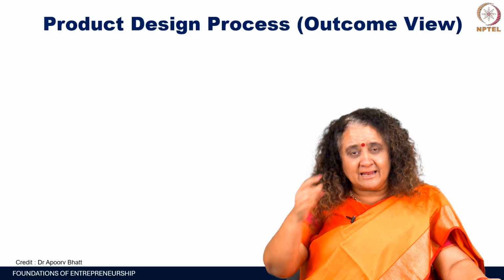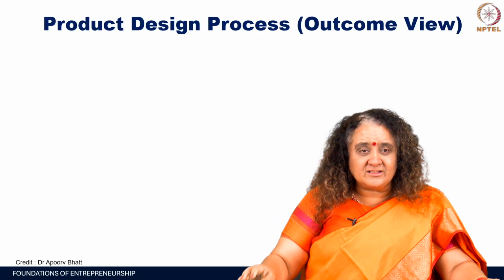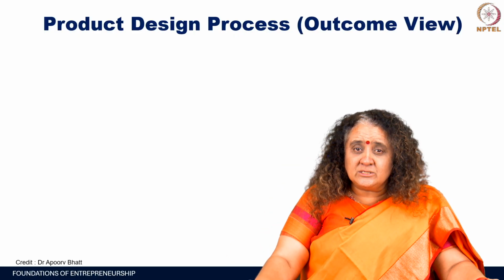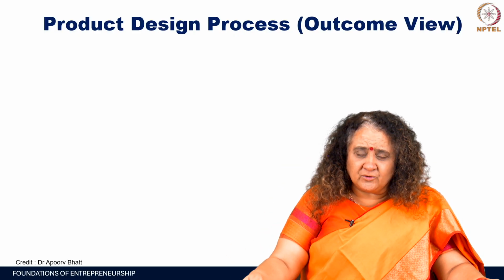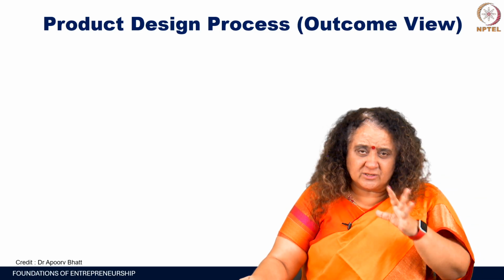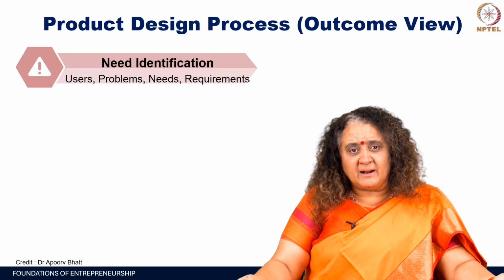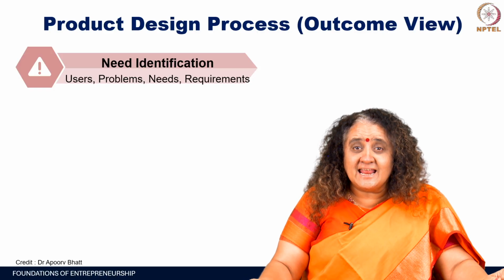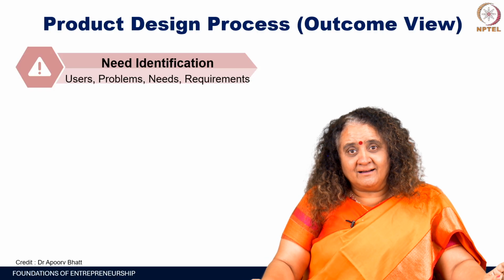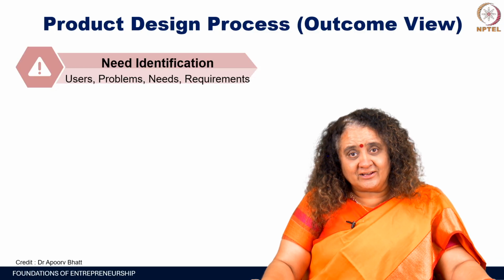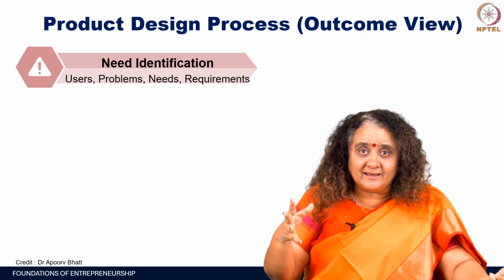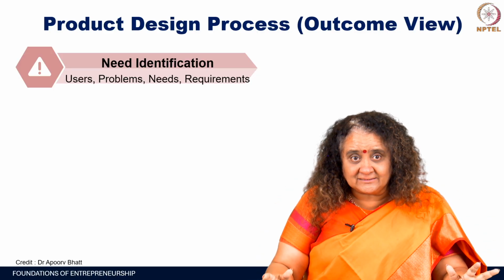The design process can be imagined in 4 stages, and in this view, which we have called the outcome view, we are talking about what happens in this phase, what is the output of this phase. So, the first part of the design process is identification of needs, and much as in customer discovery, you went and identified problems, you identified benefit areas, and you identified some features.